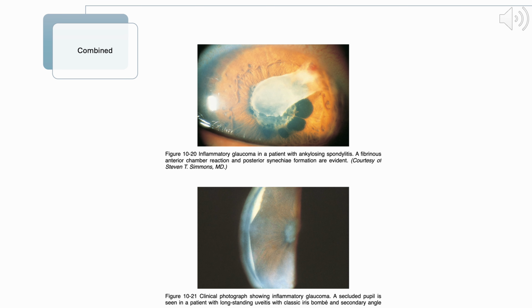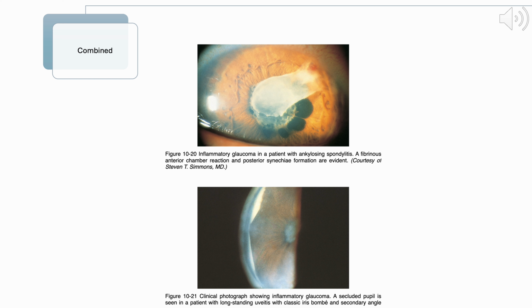Here we can see two classic examples of inflammatory glaucoma. The top image shows a patient with ankylosing spondylitis who developed a fibrinous anterior chamber reaction. Notice how this reaction has led to the formation of posterior synechia, which can distort the pupil and set the stage for secondary angle closure.